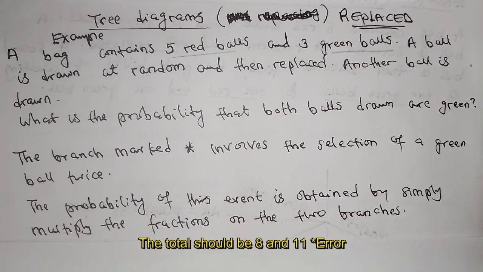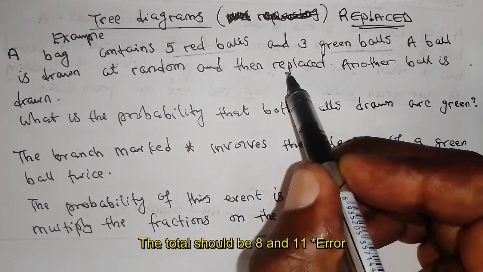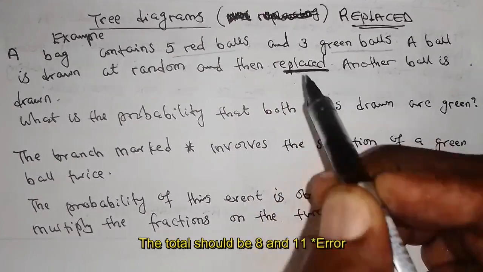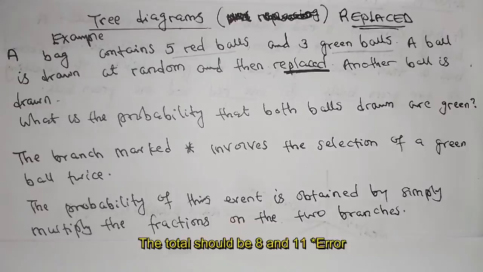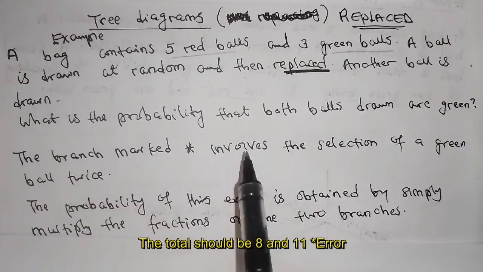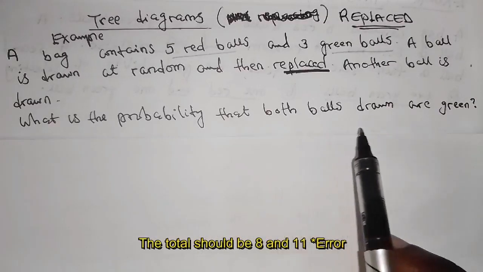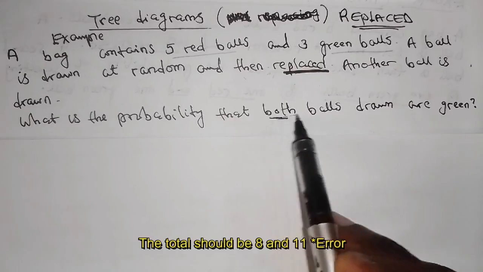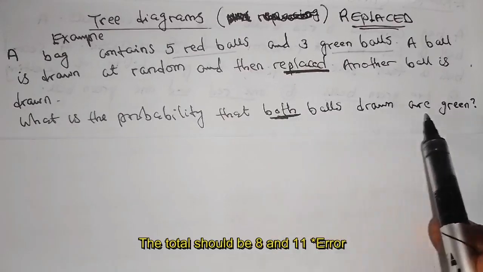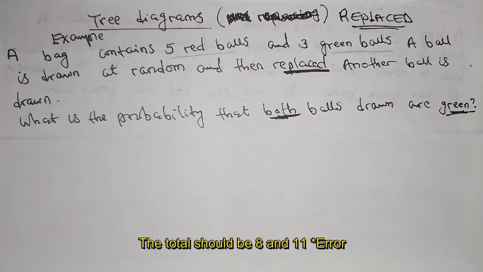Okay, so when it comes to probability and specifically to tree diagrams, you have to understand that when the experiment is being performed, are we replacing those things that we're experimenting? In this case, the balls are small balls. So then another ball is drawn. What is the probability that both balls drawn are green?